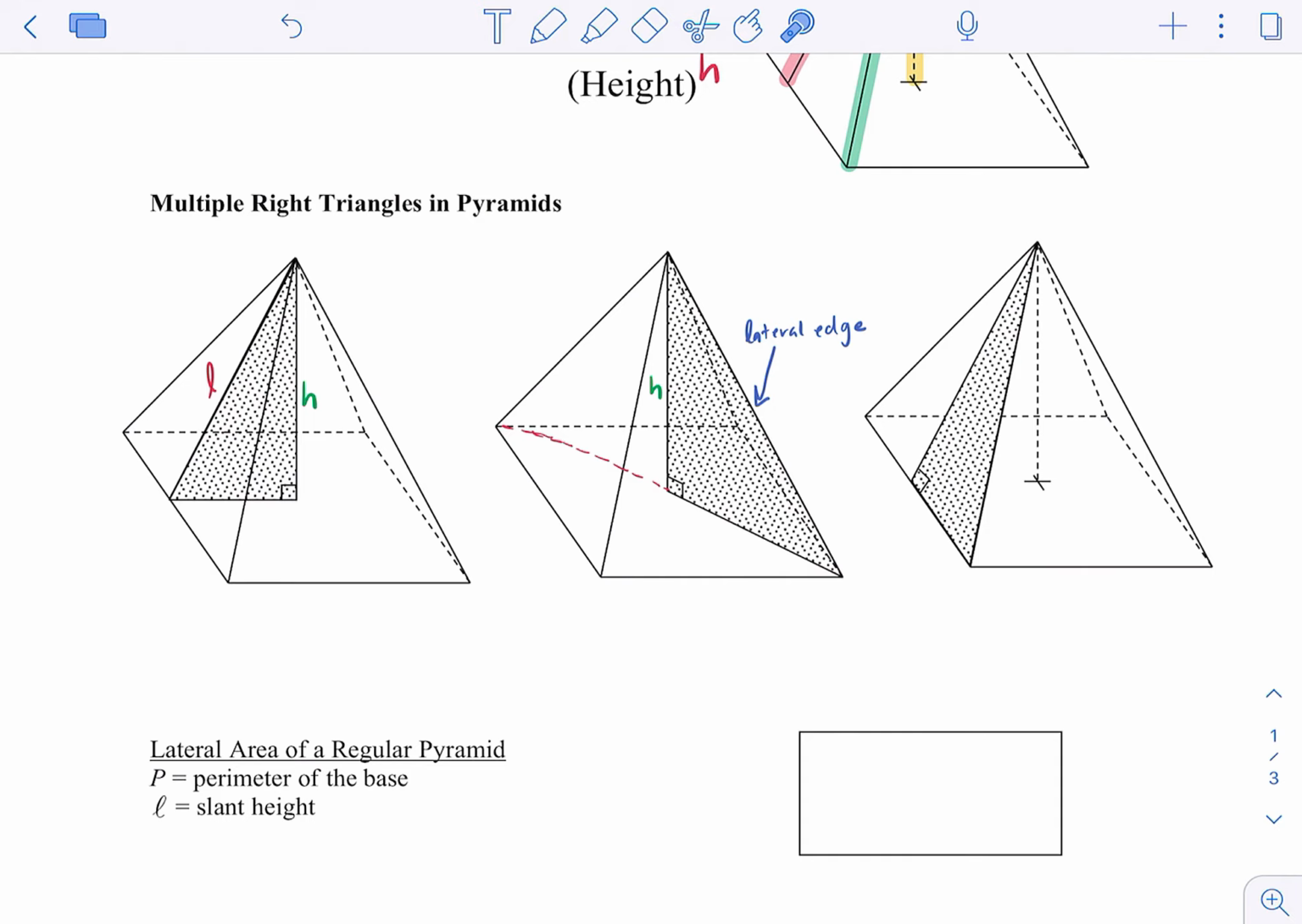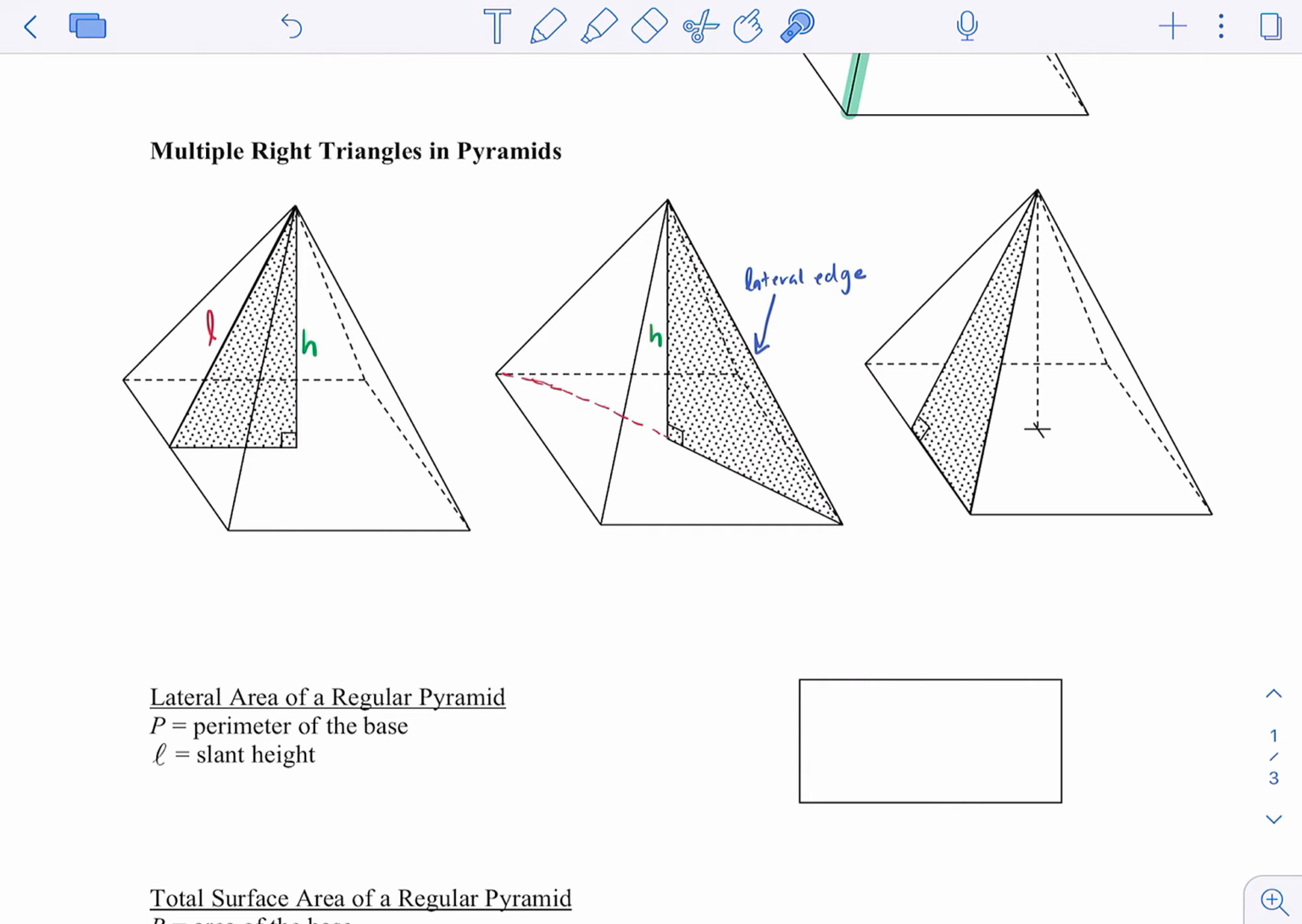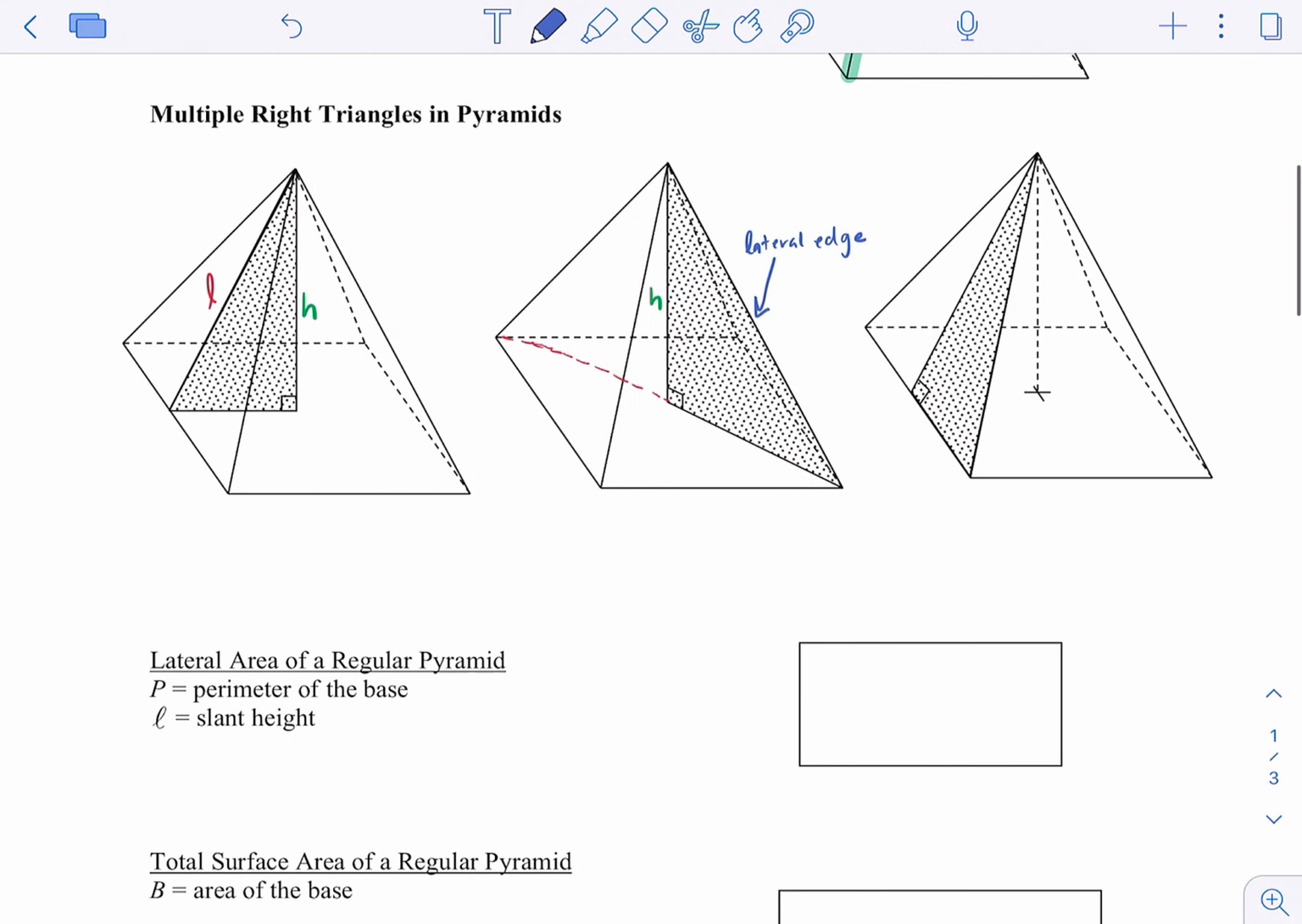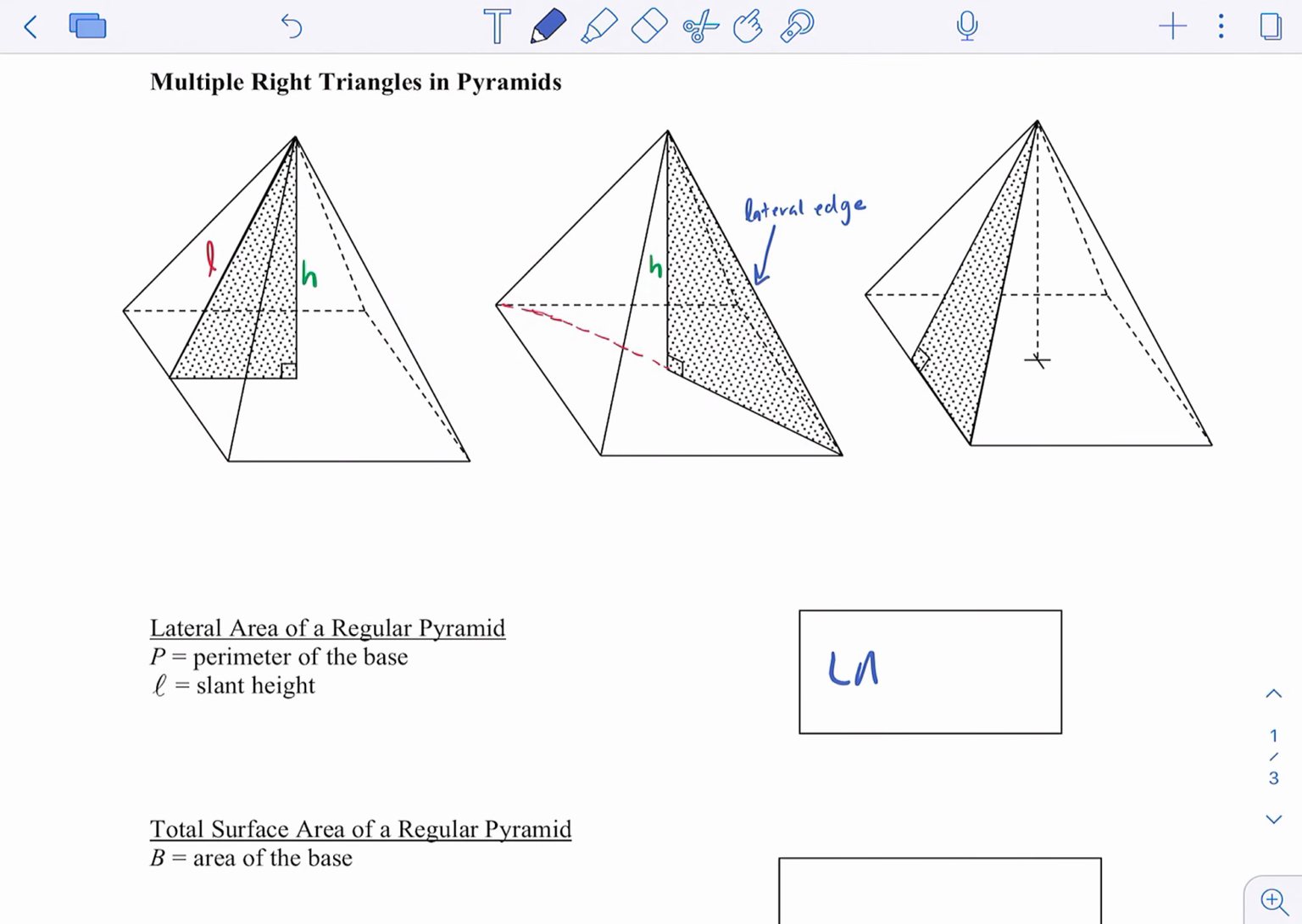And so in this case, for the lateral area of a regular pyramid, we'll call this LA. The formula for this comes out to be 1/2 of your perimeter times your slant height. So it's 1/2 of the perimeter, and that's the perimeter of the base, times the slant height. And that will help us figure out the lateral area of any pyramid, regardless of what the base is. So it could be a square, it could be an octagon, anything from there.